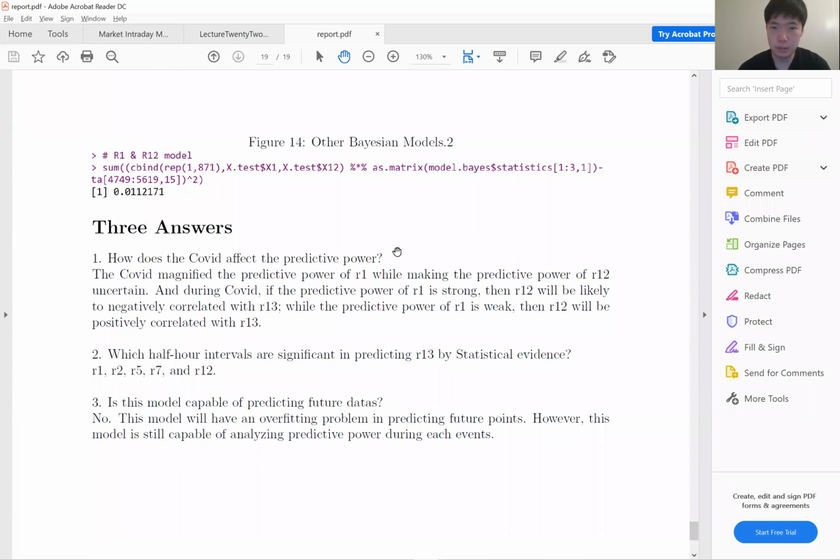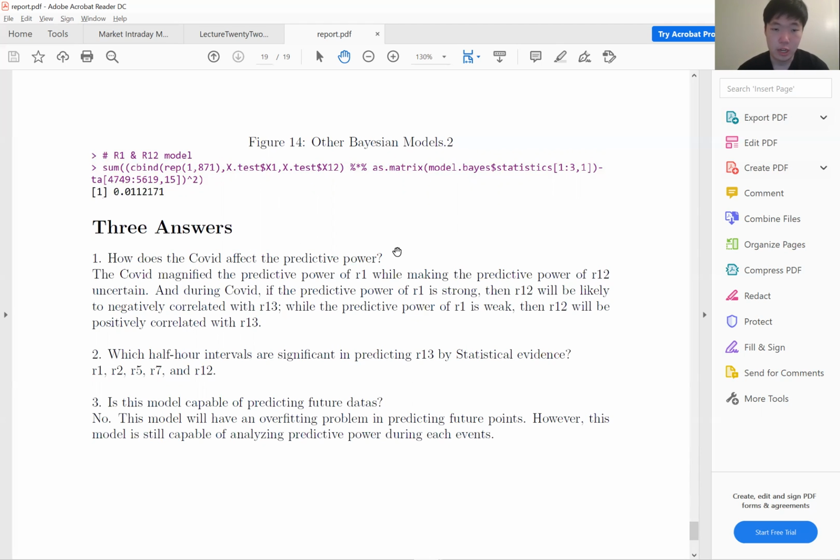So this answers my 3 questions, right? So first, how does the COVID affect the predictive power? The COVID magnified the predictive power of R1 while making the predictive power of R12 uncertain. And during COVID, if the predictive power of R1 is strong, then R12 will be likely to be negatively correlated with R13. If the predictive power of R1 is weak, then R12 will be positively correlated with R13.